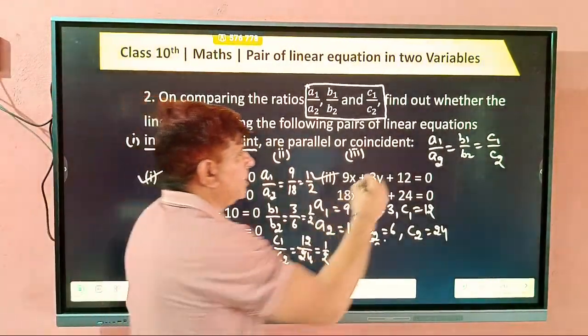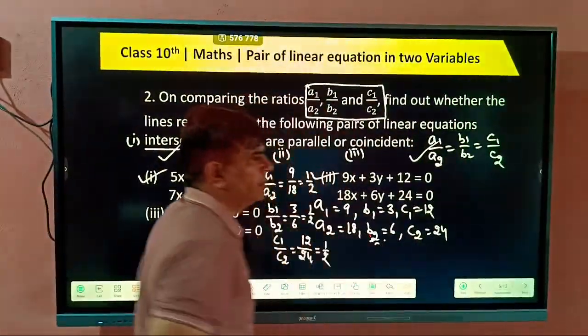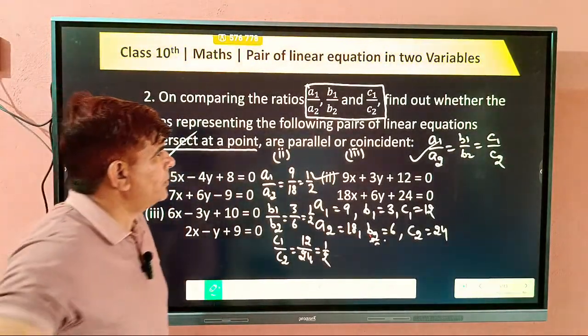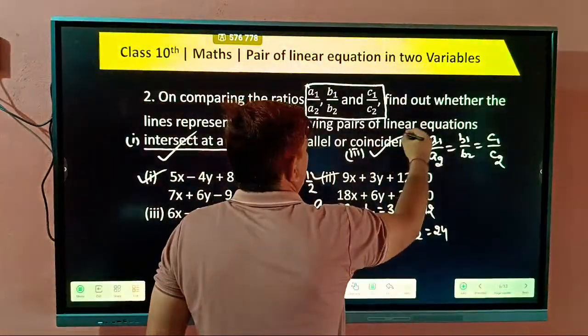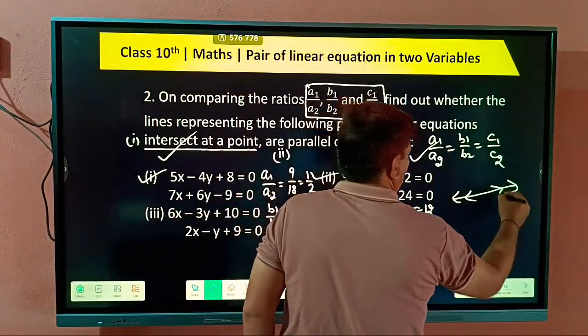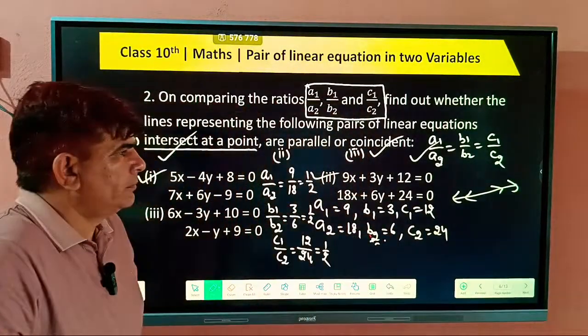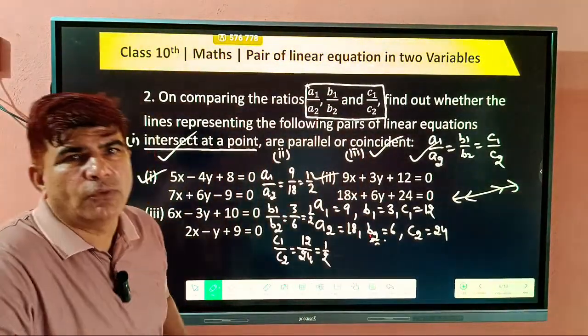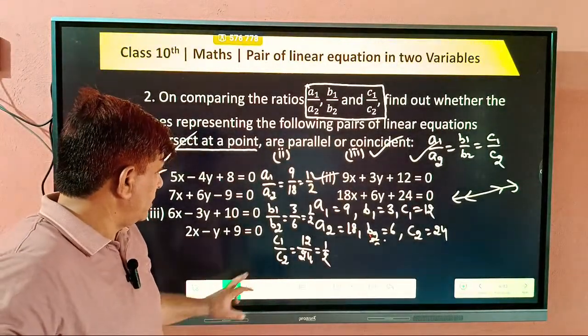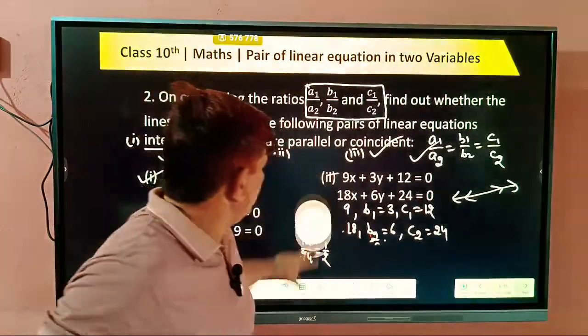So what is this telling us? If all these ratios are equal, it means the lines are coincident. Coincident means one line lying upon the other line. How many solutions? Infinitely many solutions. Understood this? Now, which part?